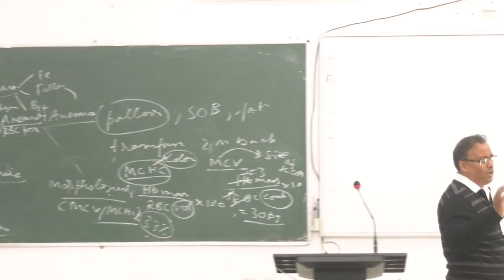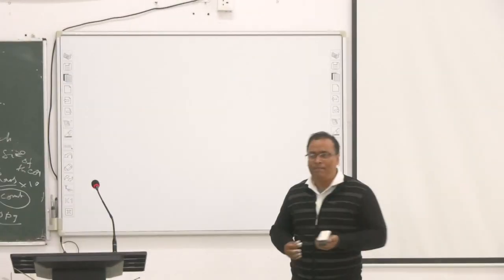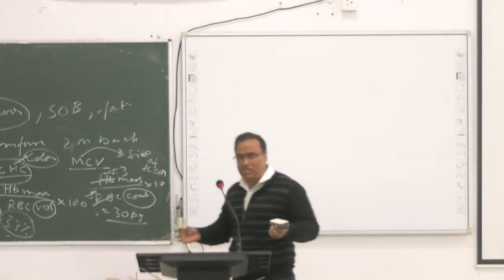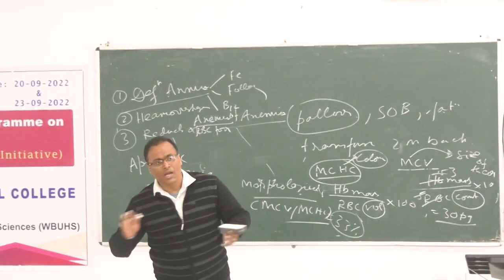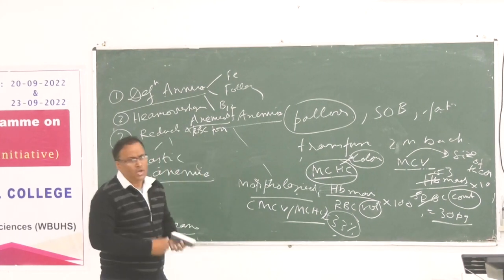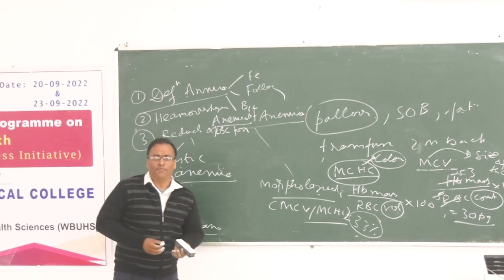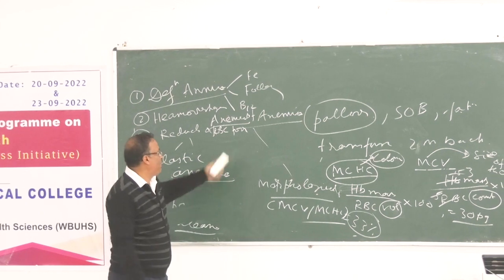SLE, let's say systemic lupus erythematosus disease, in the case of females, and it is a connective tissue disorder. Don't try to remember it all now. It will come day by day, you will come across it. So there are different types of chronic disease that cause this type of anemia.